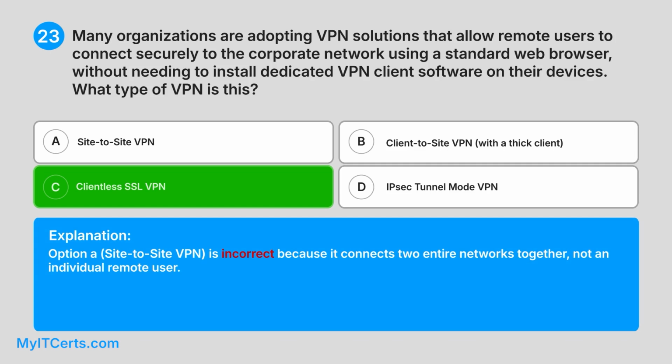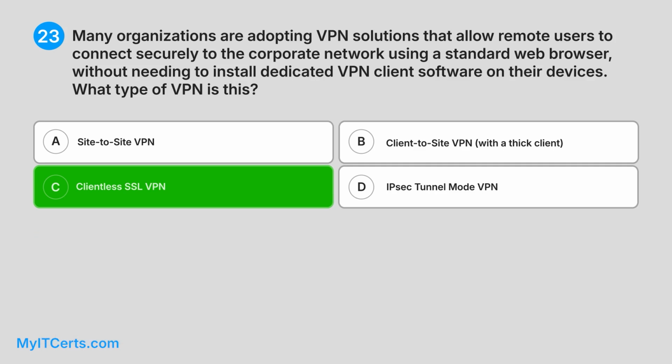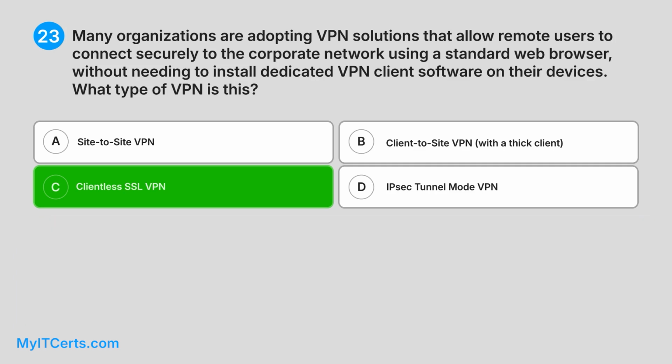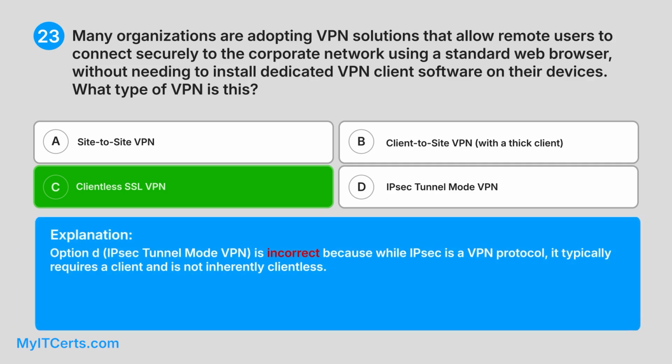Option A, site-to-site VPN, is incorrect because it connects two entire networks together, not an individual remote user. Option B, client-to-site VPN with a thick client, is incorrect because it explicitly requires the installation of dedicated VPN software on the user's device. Option D, IPsec tunnel mode VPN, is incorrect because while IPsec is a VPN protocol, it typically requires a client and is not inherently clientless.